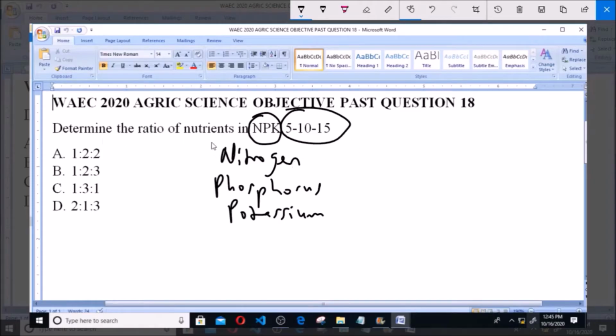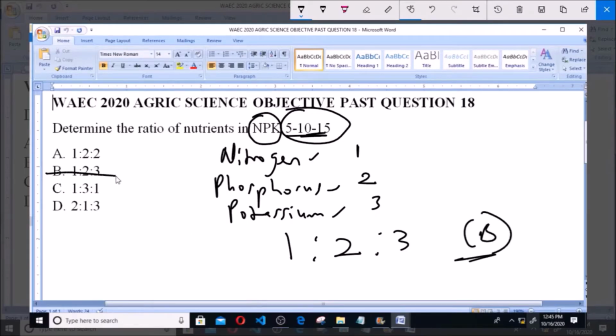Now we're asked to determine the ratio of these nutrients. Now, to determine the ratio, all you have to do is reduce them to the lowest term. So 5 is the smallest figure, then 10, then 15. And if you reduce to the lowest term, you have it in the ratio 1, 2, 3. That is to say, for every 1 part of nitrogen you have 2 parts of phosphorus and 3 parts of potassium. So that is what you have depicted here. So in ratio format, that would be 1:2:3, and 1:2:3 is option B. So option B is the correct answer to this question.